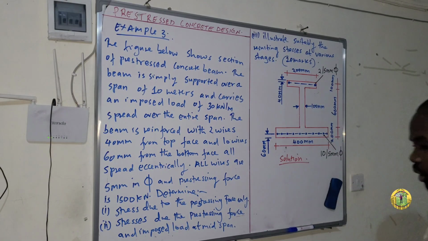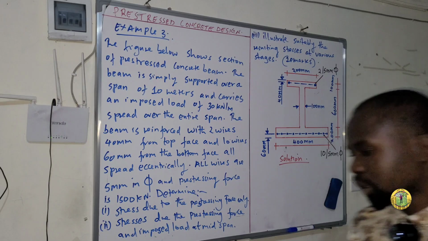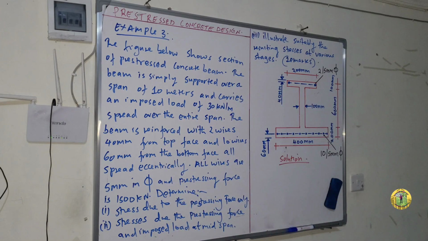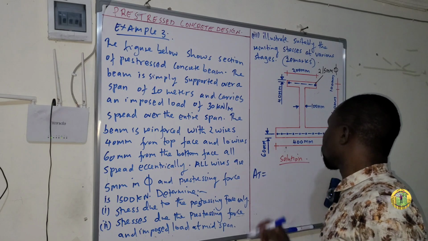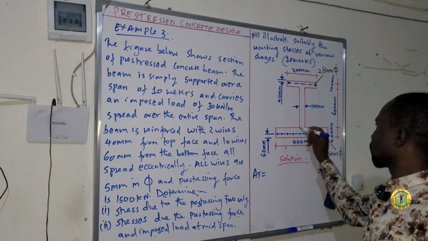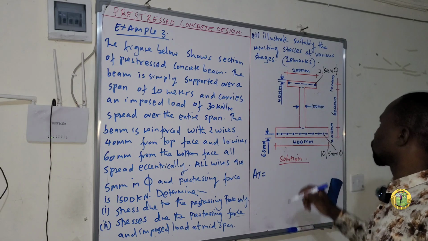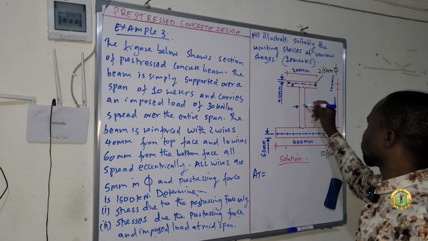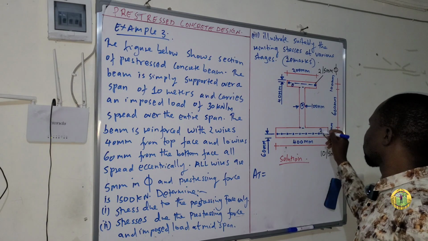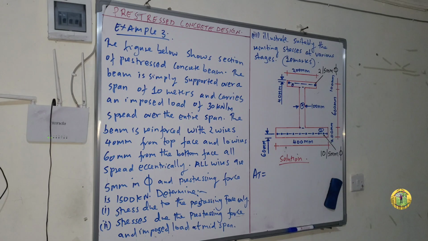When given such a question, don't waste any time. Start calculating the properties of this section. Property number 1 is the total area. Area total: you will divide this section into various figures, so you will have number 1, number 2, and number 3. And then you will calculate the area for each one of them and get the total area.